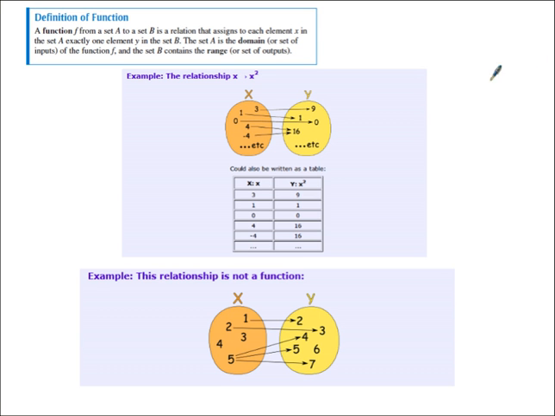Alright. Let's take a look at this first part. Here's what your book has for our lovely definition of set notation. It's a little wordy. A function f from a set A to a set B is a relation that assigns each element x in the set A exactly one element y in the set B. The set A is the domain, or the set of inputs of the function f, and the set B contains the range, or the outputs.